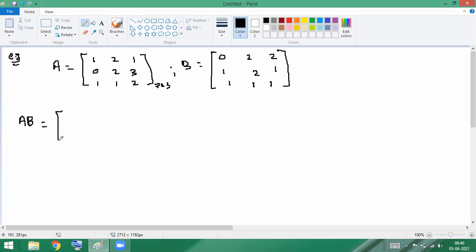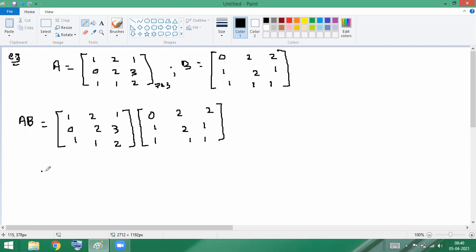So is it possible or not? Tell me, possible or not? Sri, are you there? Yes, sir. Okay, so is it possible? Multiplication is possible here. Yes, sir. Okay, what will be the final product? What will be the order of AB? 3 times 3. The order of AB should be 3 cross 3.